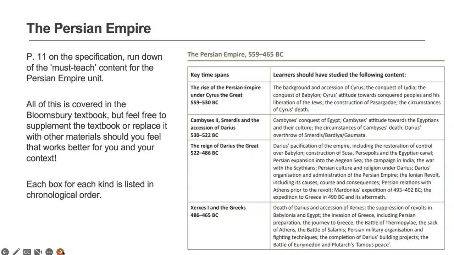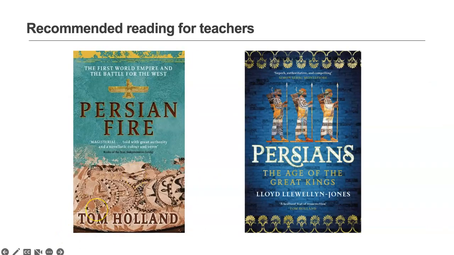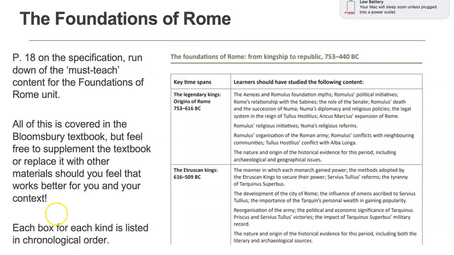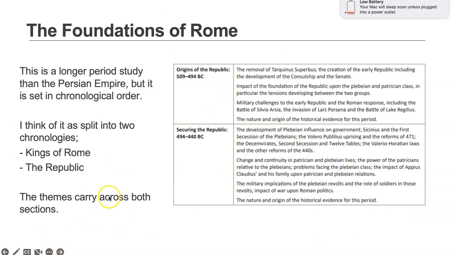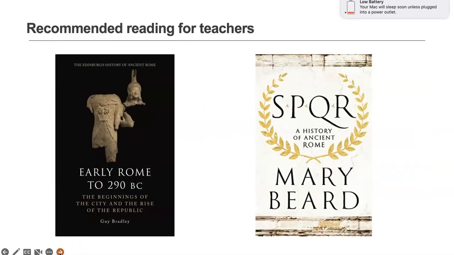In terms of the content, I'm going to go quickly through that. We have Cyrus the Great for the Persian paper in year 10. We have Cambyses, Darius the Great, and Xerxes. The books that I ask the students to read during summer are Persian Fire or The Persians. The left side is more student friendly, and I suggest you read it. For the Foundations of Rome, we do the legendary kings, Romulus and Remus, and the Republic, which is a fascinating period as well. And again, as with the Persians, you have books that you can buy like Mary Beard's SPQR.